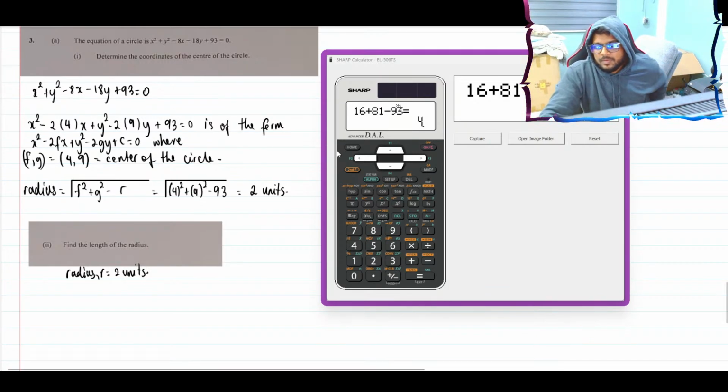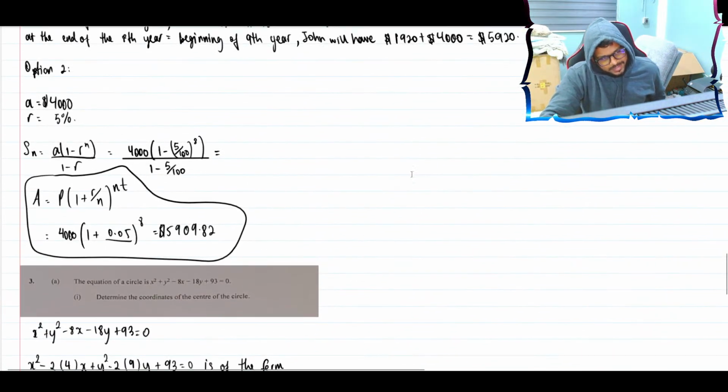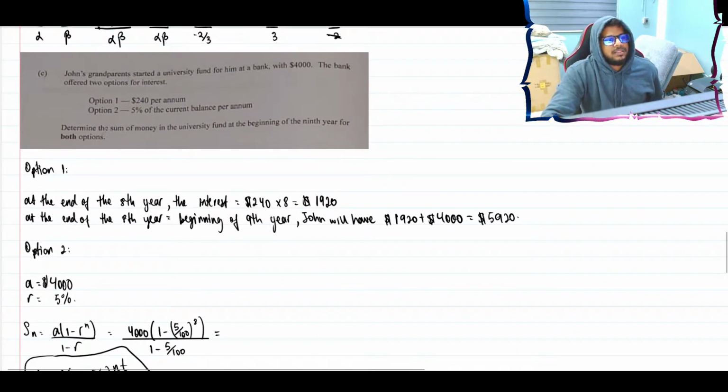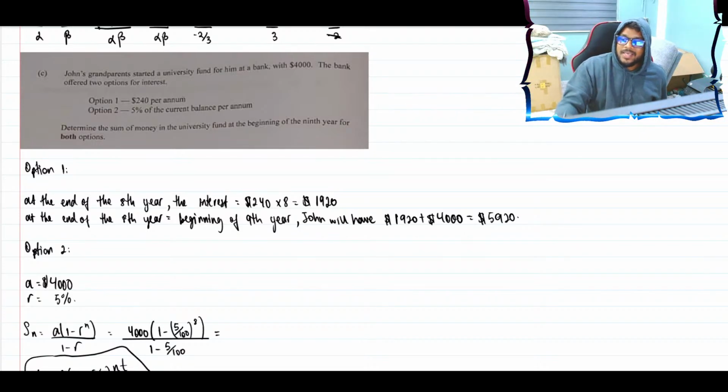So why can't I find the sum of the first 9 years? Right, I'll go back again to explain it. Determine the sum of money in the university fund at the beginning of the 9th year. Remember, he gets $240 per year. At the end of the first year, he gets $240. At the end of the second year, he gets $240. At the end of the third year, he will get the next $240. So at the end of the 8th year, he's going to get 240 multiplied by 8, which will be the amount of money he starts with in the 9th year.